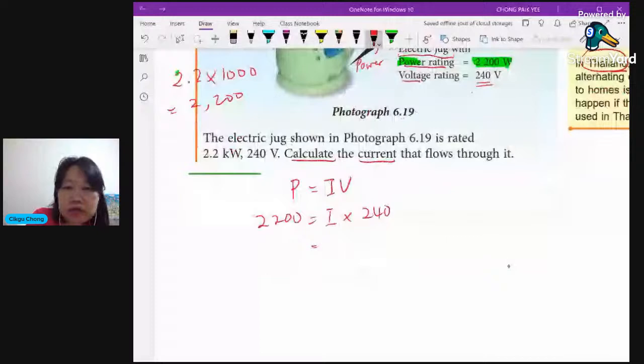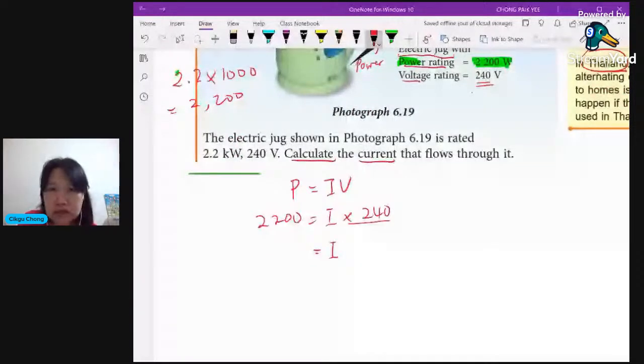So I keep what you want where it is. What you don't want is your times 240. You have to throw it to the other side with your numbers. Put all your numbers together and put what you want to find on one side. So 2200 over here divided by 240. Use a calculator, punch it. So now your I can be on the left-hand side, looks better this way. So it's going to be 2200 divided by 240.